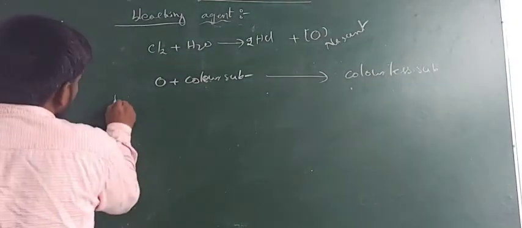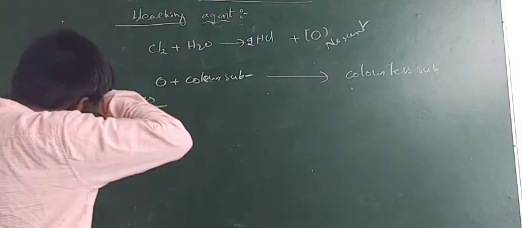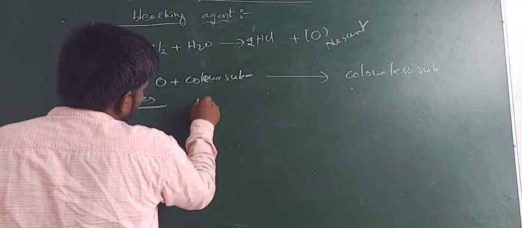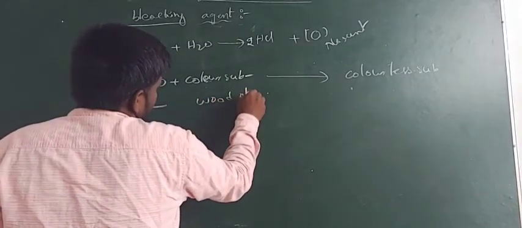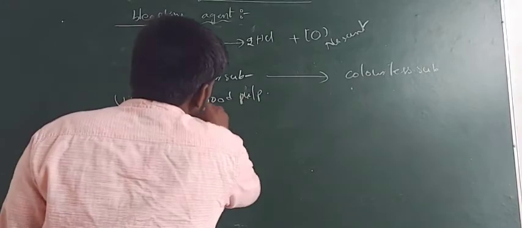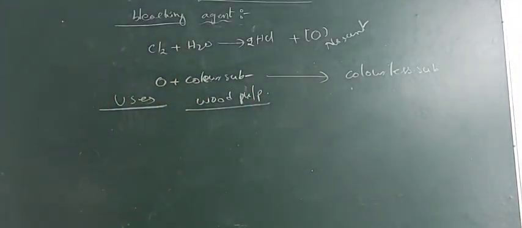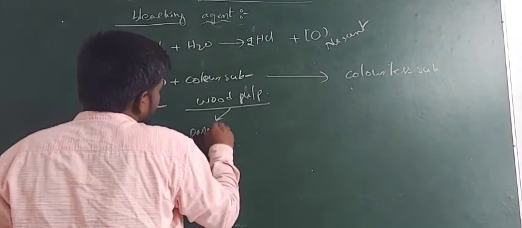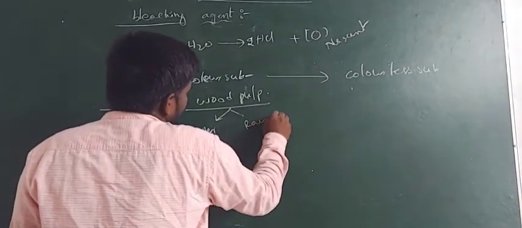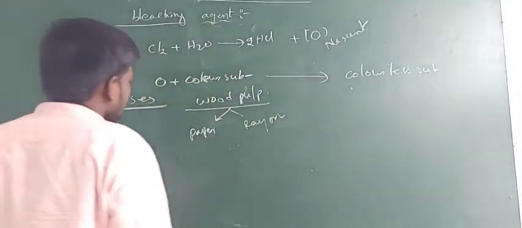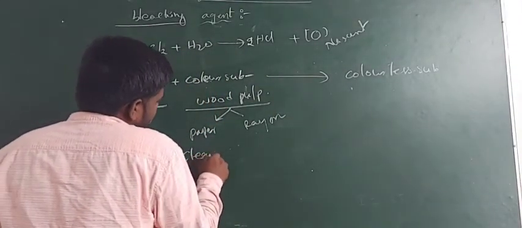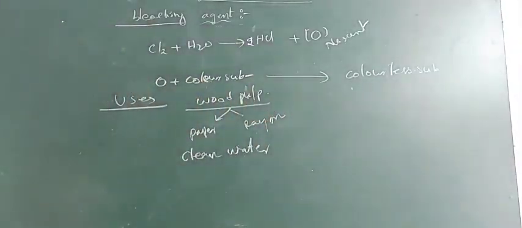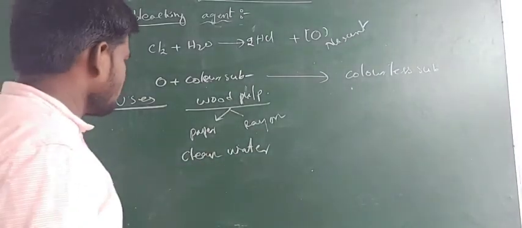Okay, and the last one, guys: uses of chlorine. Chlorine is used to bleach wood pulp. What is the use of wood pulp? You know that wood pulp is used to prepare paper, and also to prepare rayon, which is a synthetic fiber. Chlorine is also used to clean water, to kill the germs present in the water. So it is used in the cleaning of water.